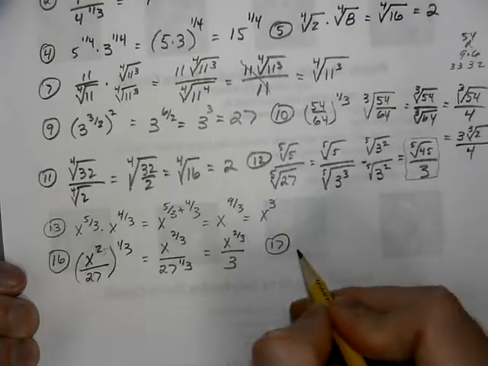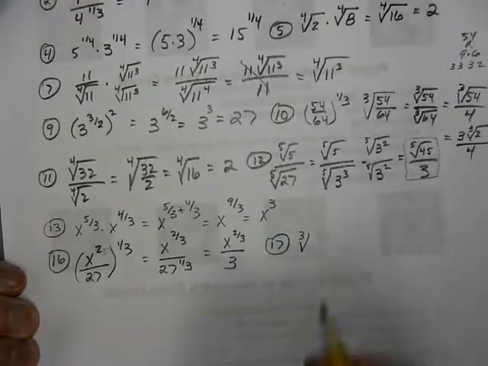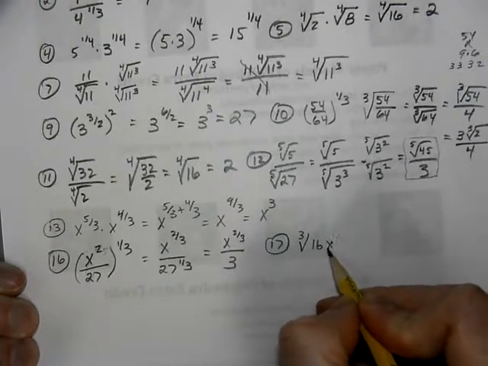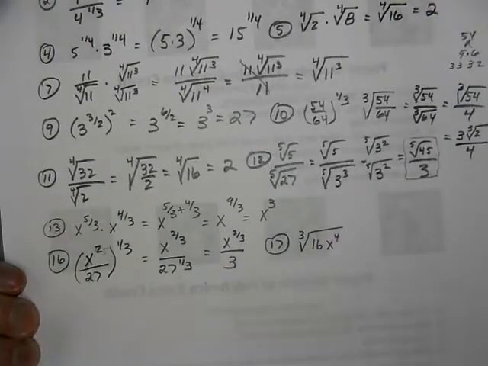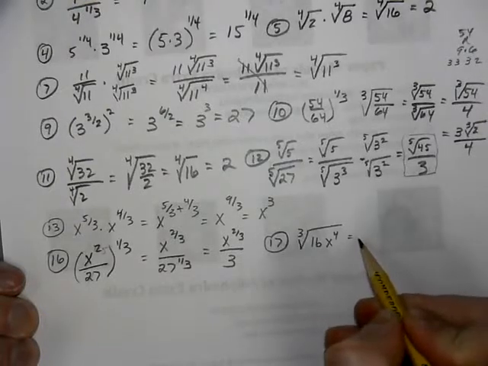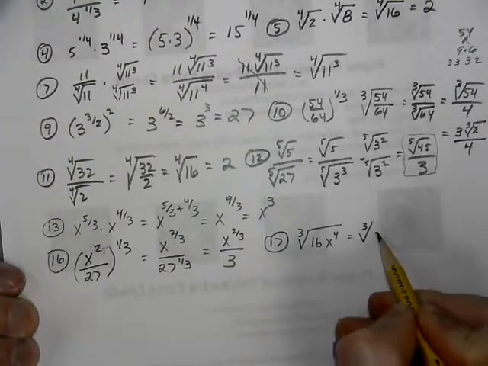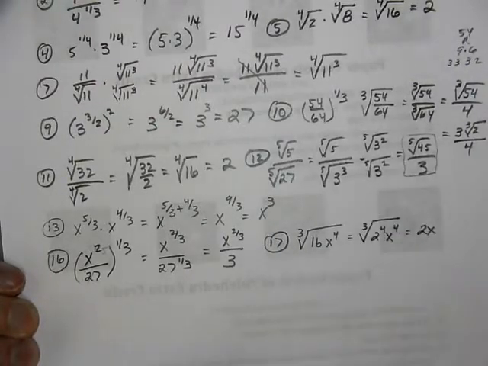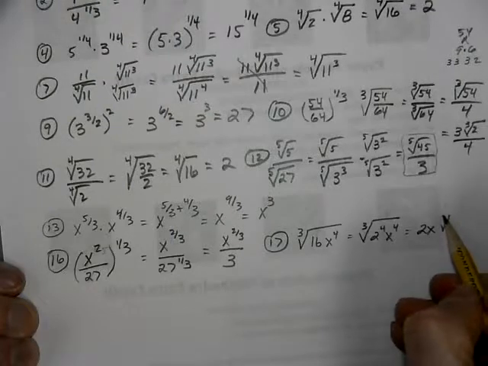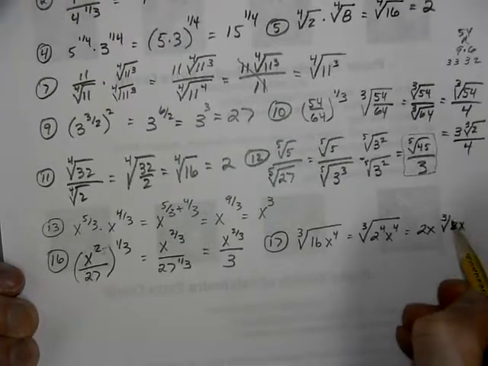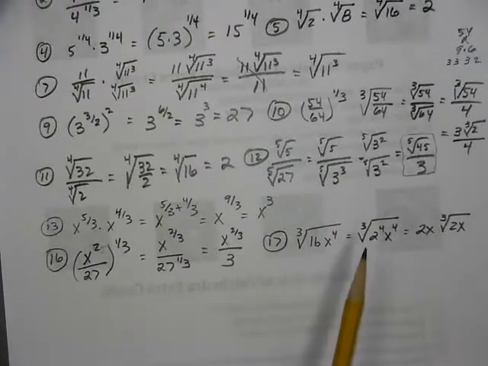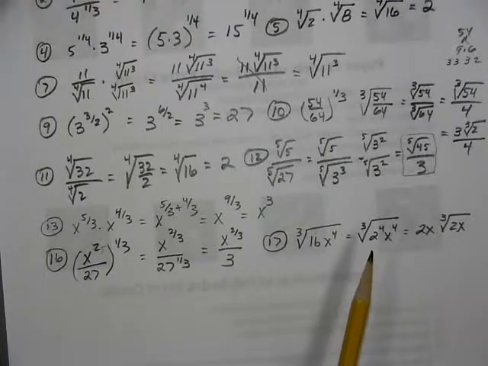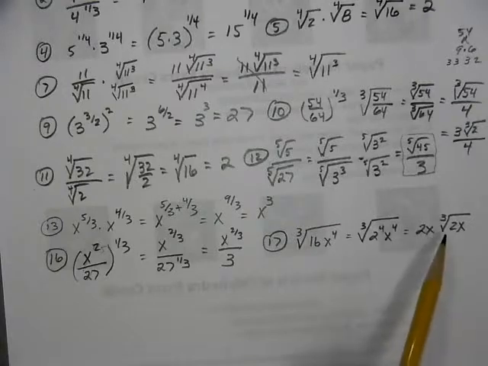Number 17, which is the cube root of 16x to the 4th. Well, 16 is 2 to the 4th. That's x to the 4th. So I'm going to get a 2x to come out of it. And I'm still going to leave a 2x on the inside, because I have four 2's: 2 times 2 times 2 times 2 on the inside. I'm going to circle 3 of those and bring it out. So I'm going to have 1 left, and the same thing with the x's.